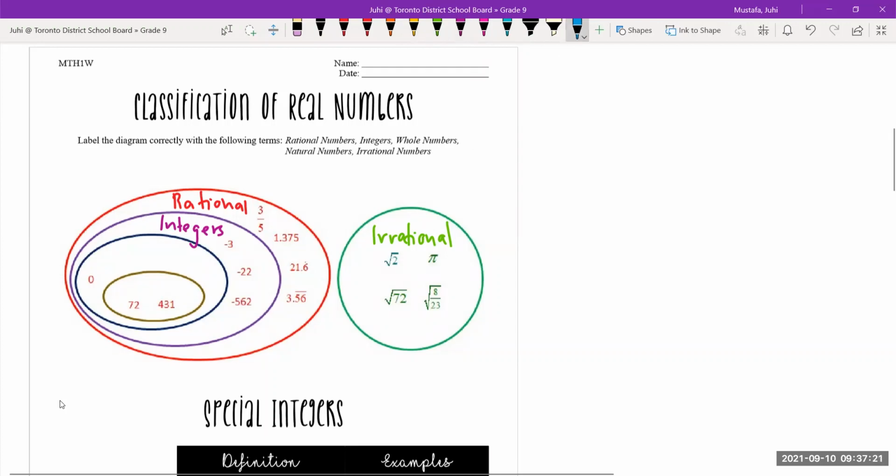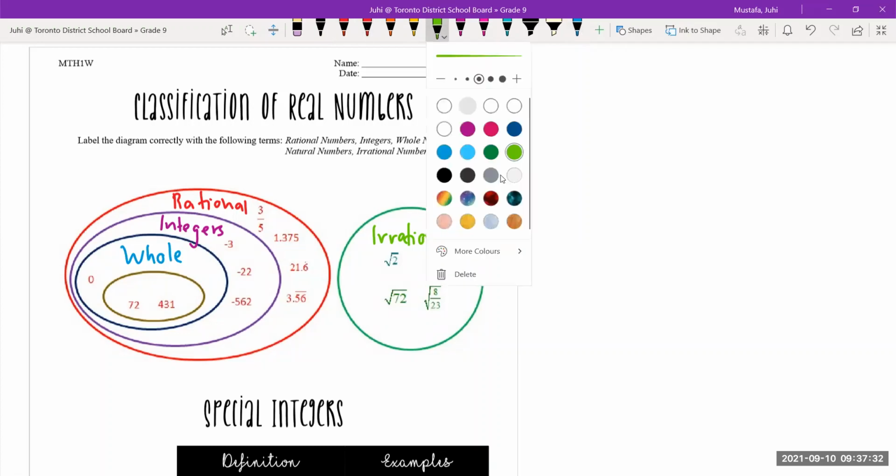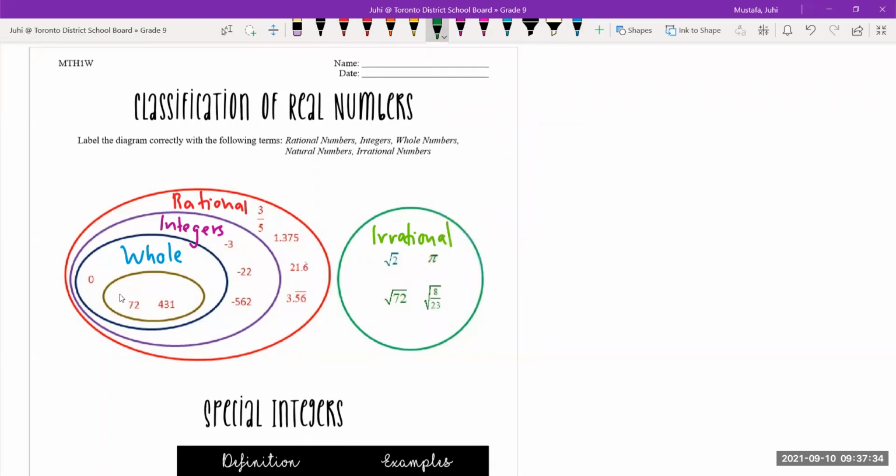How about the blue circle, which just has the number 0? Sienna? Yep, and how did you know that was a whole number? It's the only one of the zeros. So remember, the word whole has a big O in it, which tells me that it includes the 0. And then last but not least, the littlest circle, what would that be? Jen? That would be natural numbers. And how did you know that was natural? Yep, exactly.